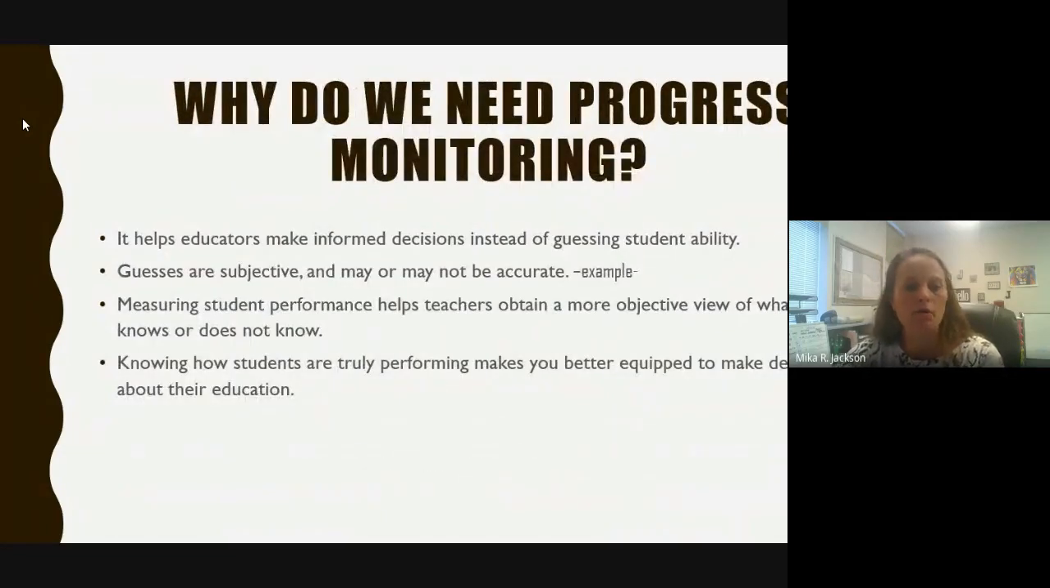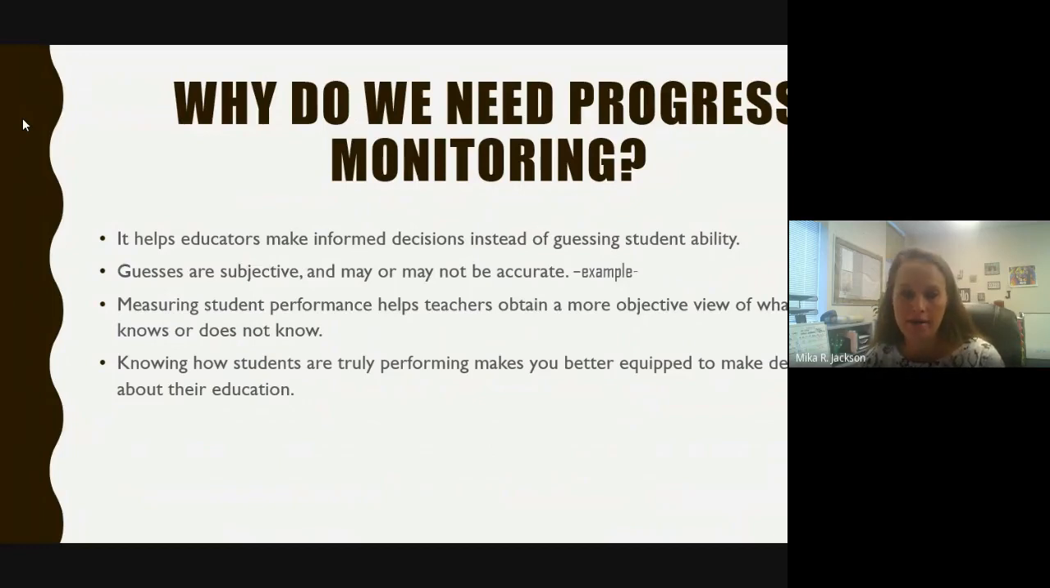Okay. So why do we need it? I kind of explained right back there, but it helps you make those informed decisions instead of guessing what the student's ability is. So we know that guesses are subjective. They may be accurate, they may not.